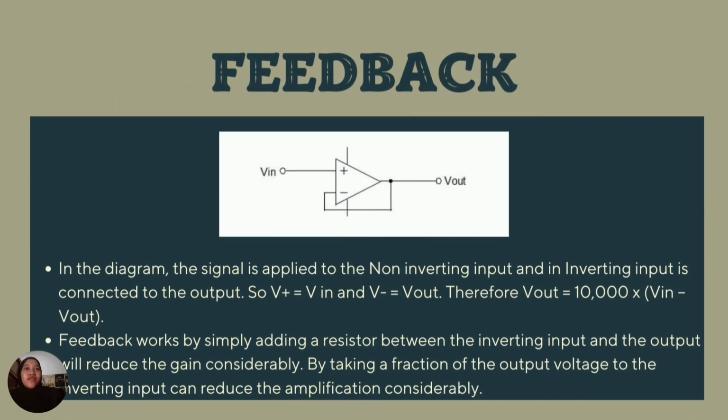Alright, so the last one is feedback. In the diagram shown, the signal is applied to the non-inverting input, and the inverting input is connected to the output. So V plus equals V input and V minus equals V output. Therefore, V output equals 10,000 times (V input minus V output). Hence the output voltage is almost equal to the input voltage.